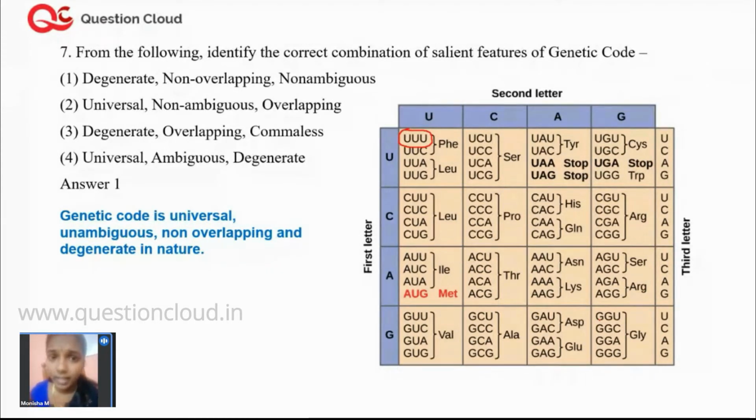So in the exam, if you are asked what are the features of the genetic code, you have to remember 4 important features. What are the 4 features? They are universal, unambiguous, non-overlapping, and degenerate. So you have to remember these 4 points.